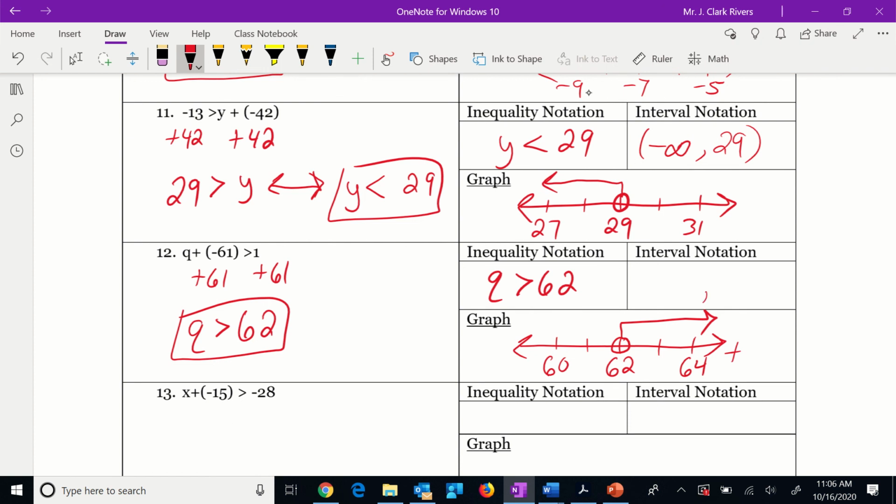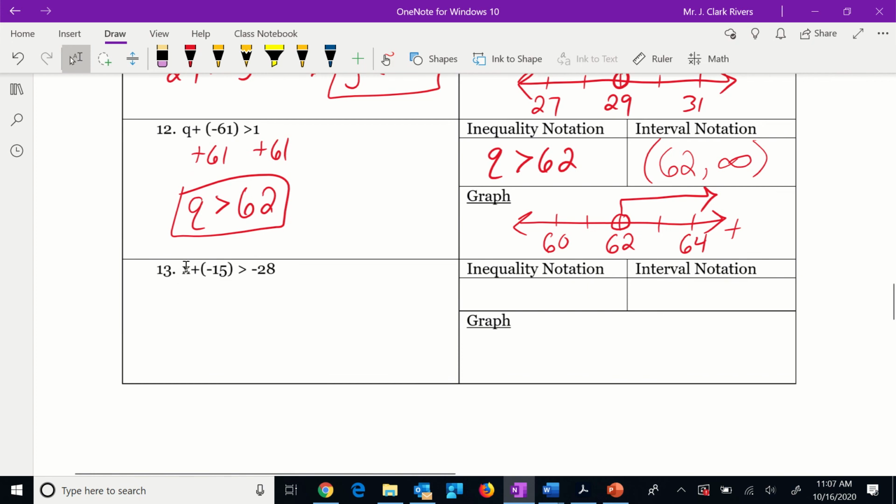Interval notation, comma in the middle. This is shading to the right, which means it goes to the right forever. The high end is infinity. Infinity always gets a parenthesis, which means the low end must be 62, right? This doesn't go any lower than 62, so we get a parenthesis around 62.